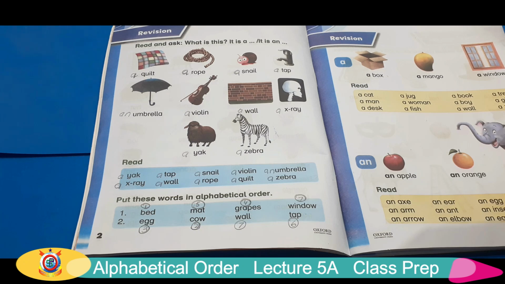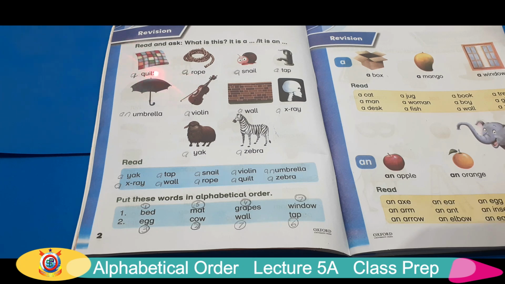अब हम दोबारा अपने पेज नंबर 2 पे आते हैं. Now take out page number 2. Okay? I'm just going to revise this page again. Yesterday we read from quilt to umbrella. Now I repeat them. Okay? Come on, read with me.